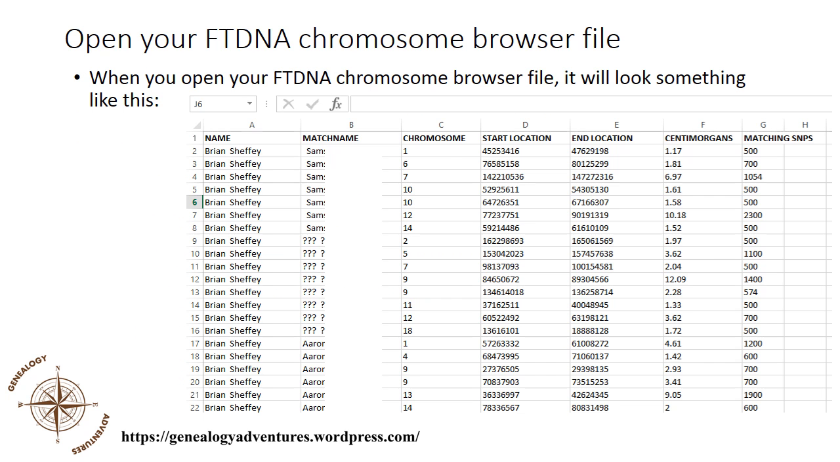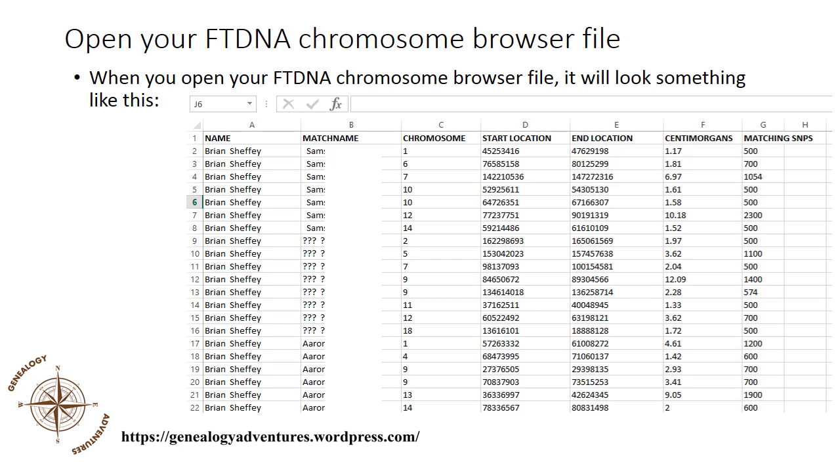So this is what that CSV file looks like once you actually open it up in Excel or some other spreadsheet software. You're going to notice there are lots of columns, and each column has what's called a column heading or a column name. So things like name, matched name, matching SNPs, and then loads and loads of rows of information that correspond with each one of those headings.